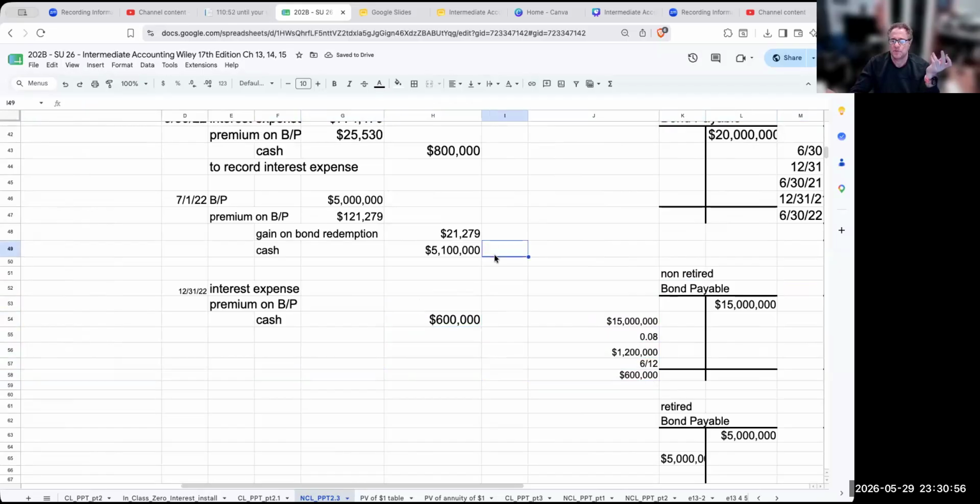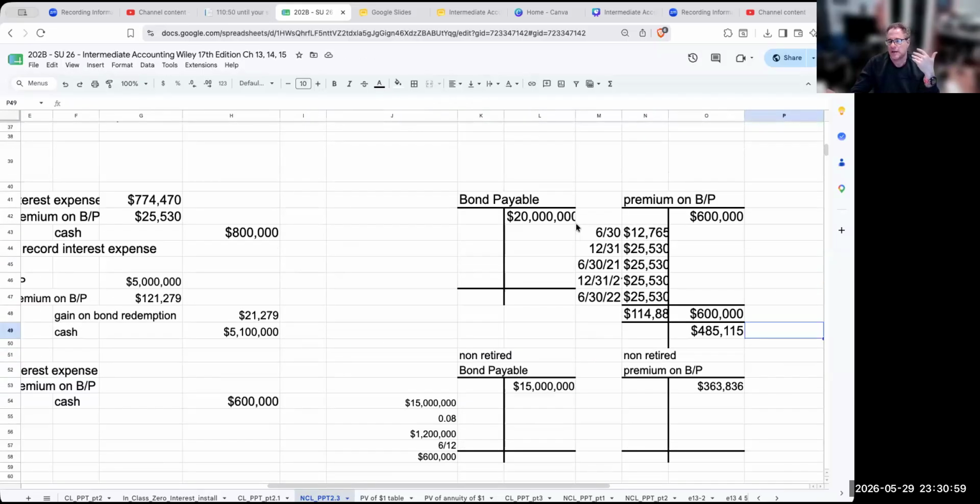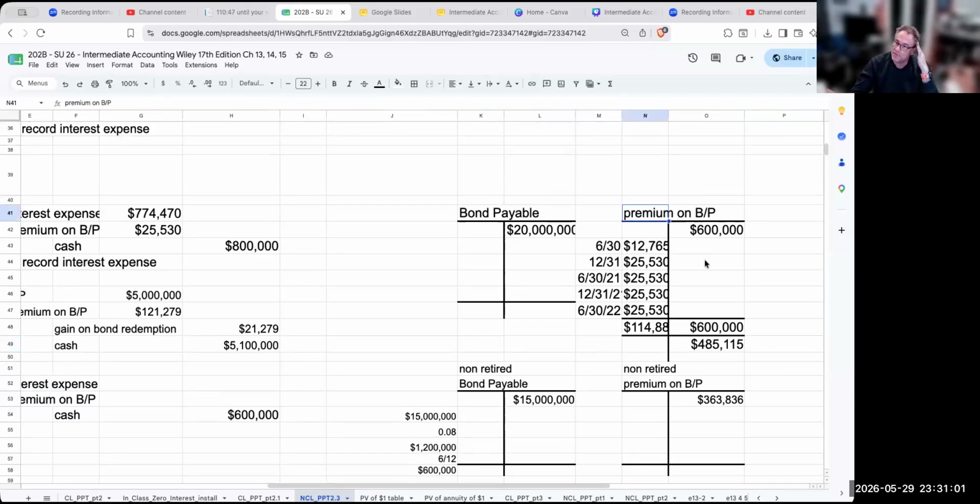Now, when it comes to the remaining premium, there's a couple different ways I could approach this. Probably the easiest way for me is to say 75% of 25,530, because this is the unredeemed portion of the bond. So 25,530 times 0.75, my interest expense is now going to be 580,853. Why am I multiplying this amount by 0.75? It's probably the easiest way for me to look at it.